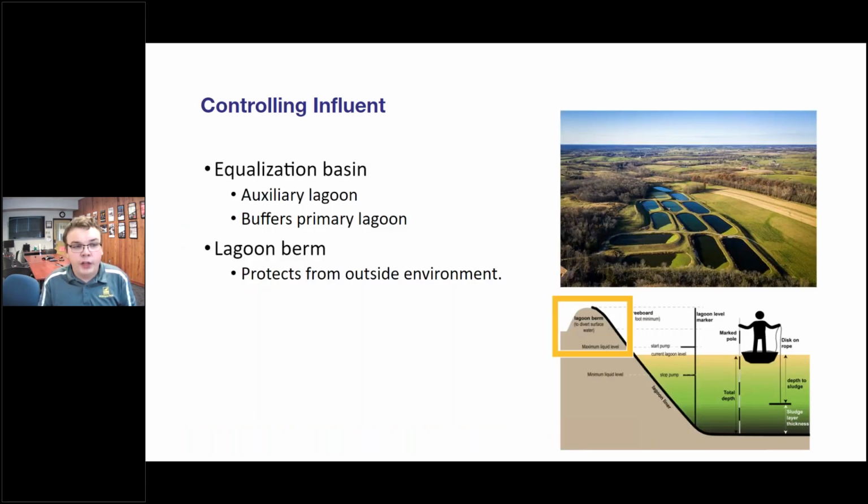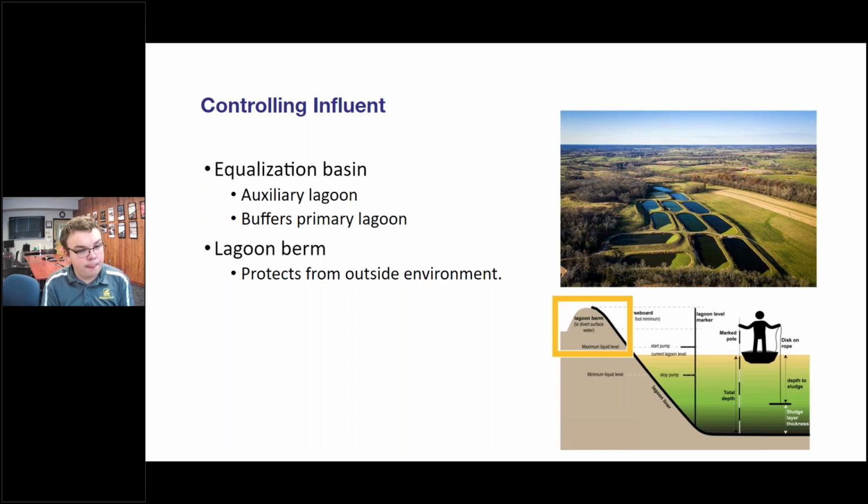So when it comes to controlling influent, the two biggest things you can do, the first is consider adding an equalization basin, which is simply an auxiliary lagoon system. And that's going to help buffer the primary lagoon system from having issues when it comes to having septic or porta potty waste put into it. It gives it some time to let that biocide break down and inoculate the waste coming in. It also serves as a buffer if you get a large volume of water that was unexpected. It gives it an area to run into and slowly enter the other lagoon systems without completely overflowing the system.